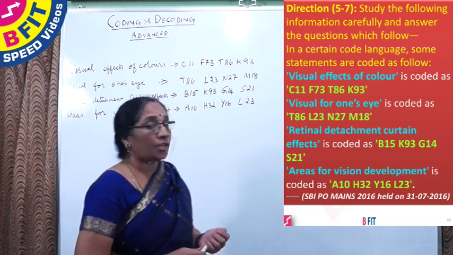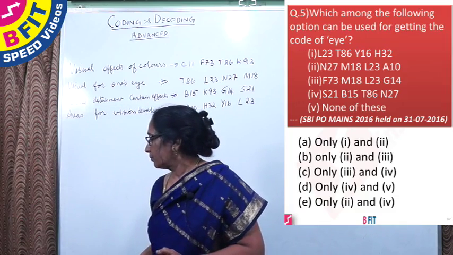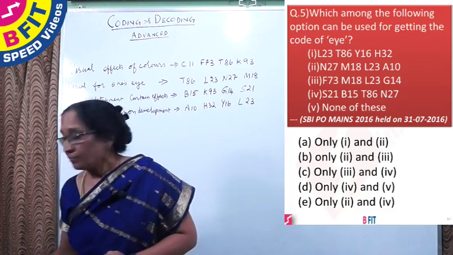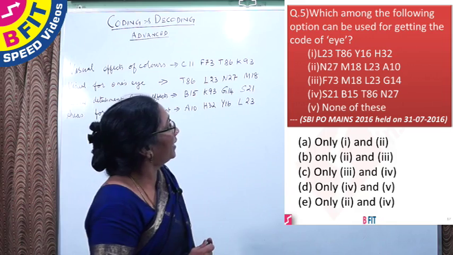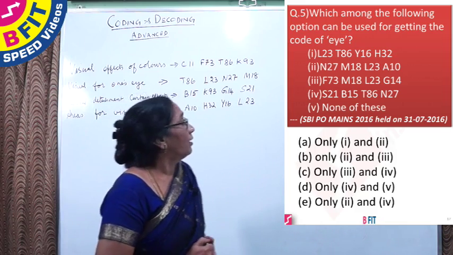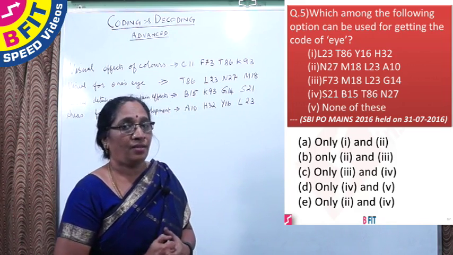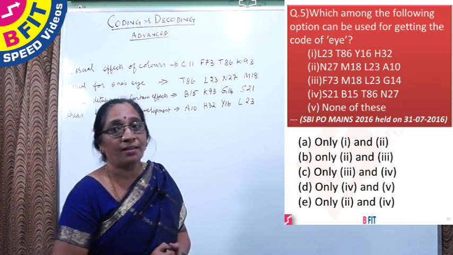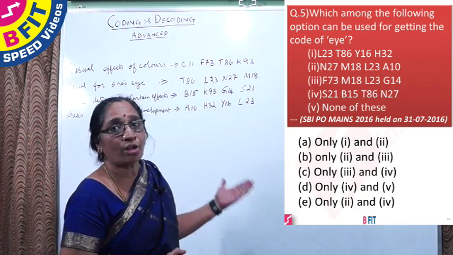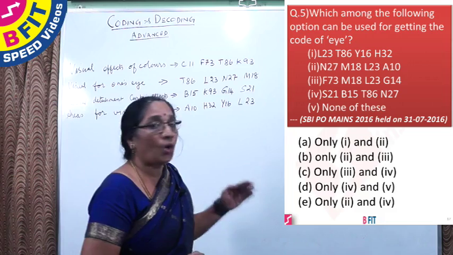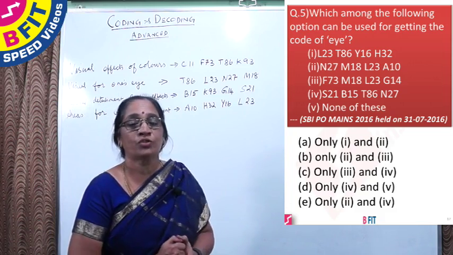Now let us see what are the questions being asked in this regard. Which among the following options can be used for getting the code of I? We'll have to find out which of the options can be used to get the code for I. We can find from the answer options that at least two sets of codes are to be used, because the answer option is given as only 1 and 2, only 2 and 3 and so on. So let us find what option is to be used for I.